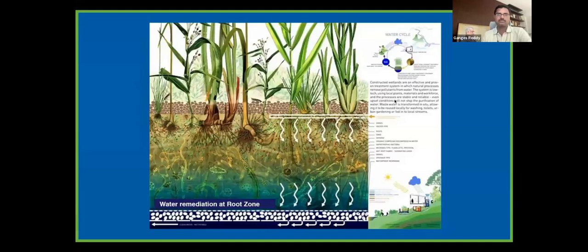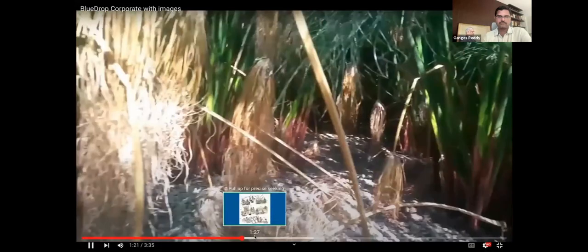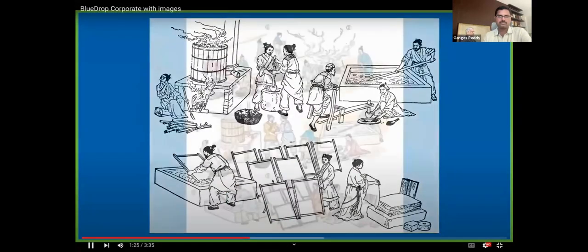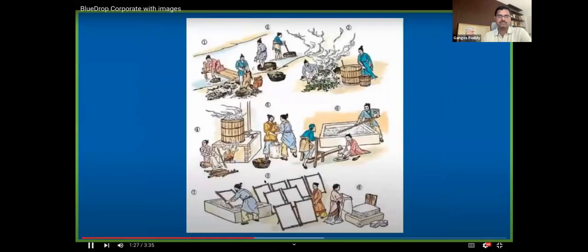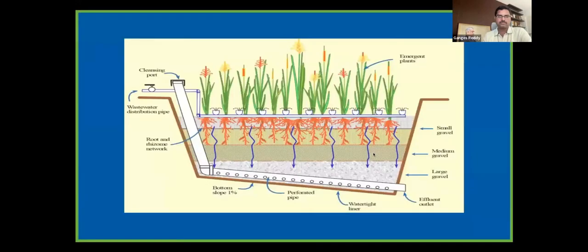These plants are aquatic plants. You can see the tubular structure of the stem. This plant that we are seeing is Cyperus papyrus. You have heard about paper. In the olden days, paper was manufactured out of these papyrus plants. The gravel is installed in different layers ranging from 10 mm to 60 mm.